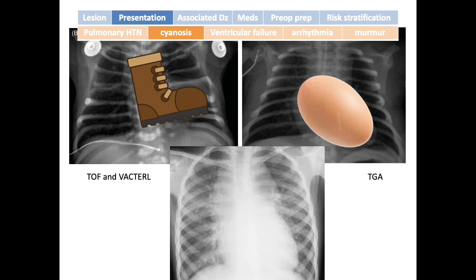The head of the snowman is formed by this dilated vertical vein on the left, the superior vena cava on the right and the innominate vein on top. The body of the snowman is formed by the enlarged right atrium.